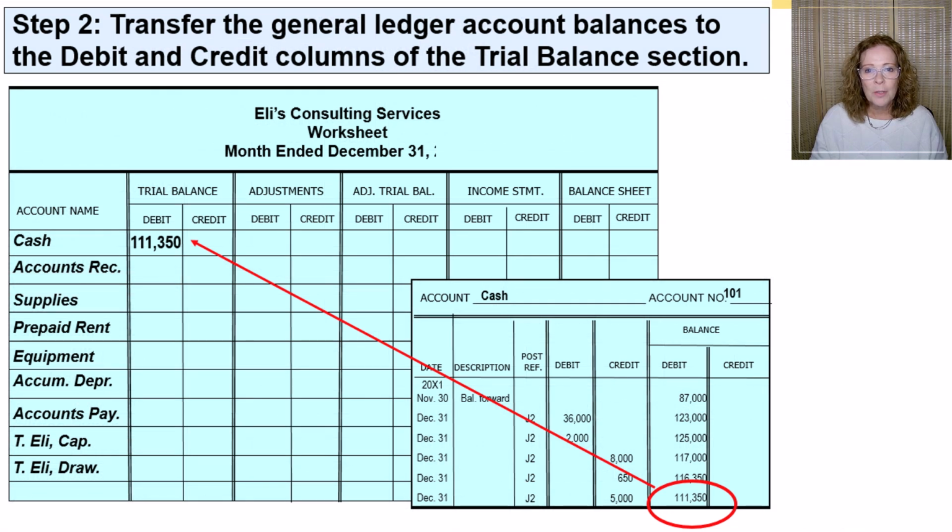The next step is to look at each general ledger account and transfer the balance like I've done here for the cash account. The cash general ledger account has a debit balance of $111,350, and we'll transfer that amount to the debit column of the trial balance. Then we'll complete that process of transferring the general ledger account balances for all of the other general ledger accounts.